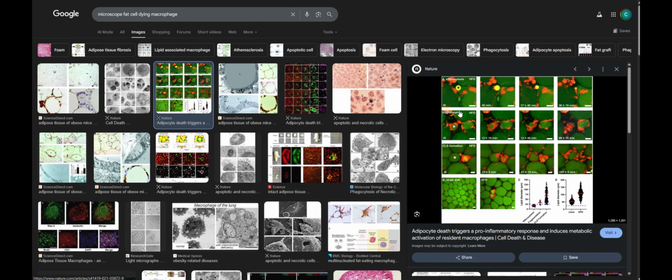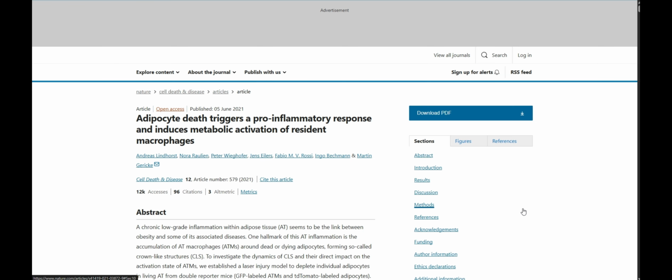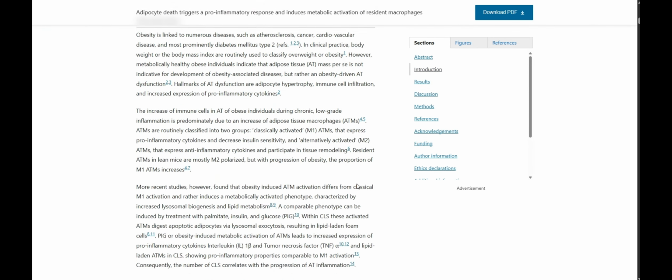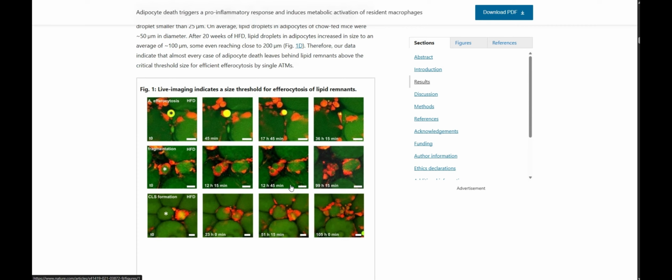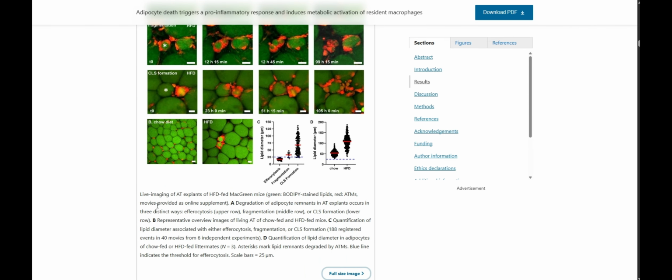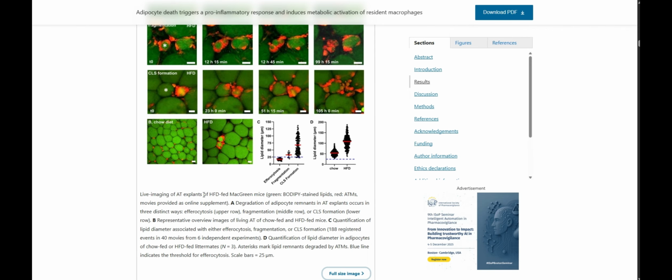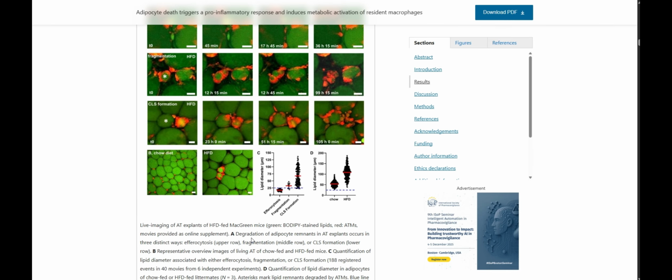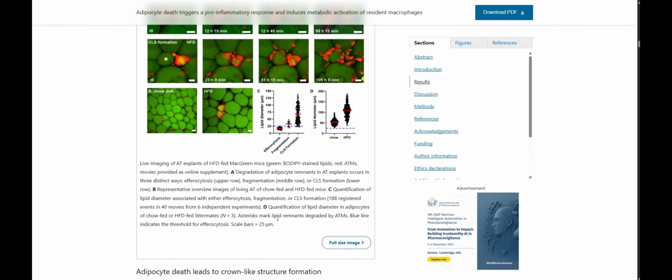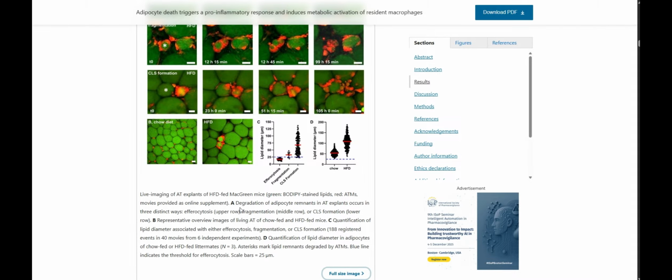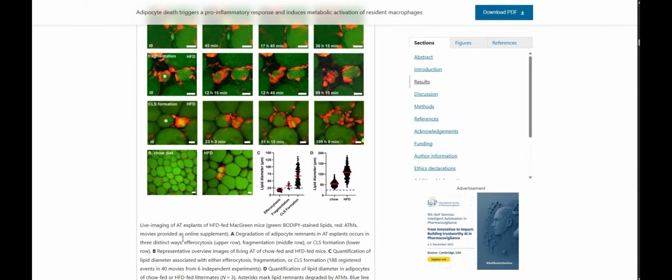This might be a dying cell with, I don't know if they labeled resident macrophages. Let's look at this picture. Just the picture, please, no words. Live image of AT explants of HFD-fed green mice. I would have to read the article to know what those stand for, unless sometimes it's at the end of the caption or legend. Degradation of adipocyte remnants in AT explants occurs in three distinct ways: efferocytosis, fragmentation, or CLS formation.